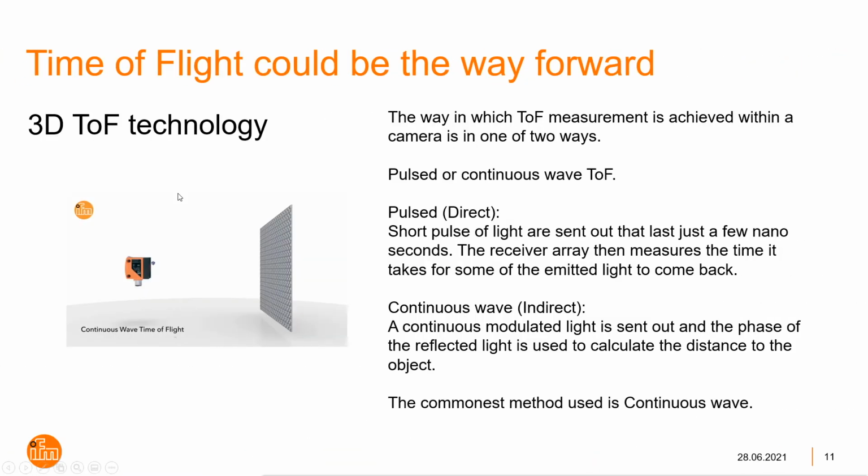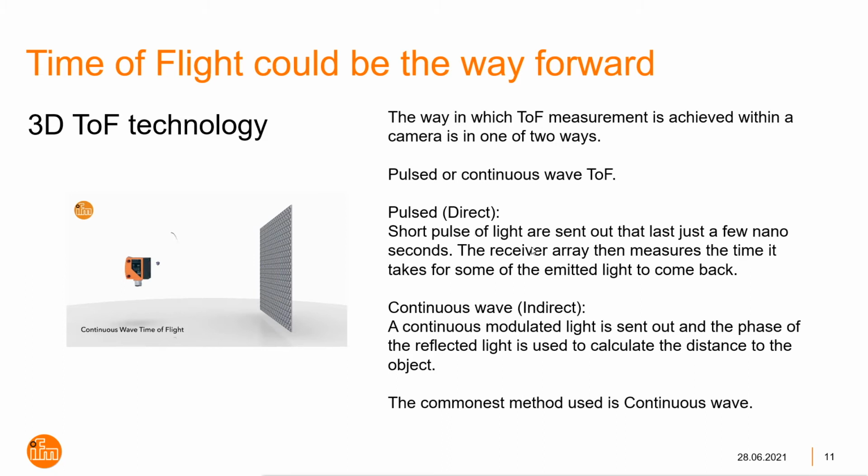So have a look at how we do 3D time-of-flight then. There's two ways, pulsed or continuous wave. Pulsed, often called direct, is where we send a short pulse of light out, just a few nanoseconds long, and then we measure how much light we get back. There's quite a lot of technology or clever timings and processing required to get the accuracy you need to get this millimeter accuracy through that method.